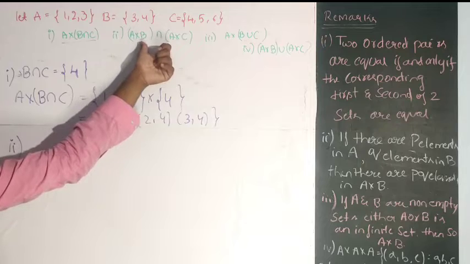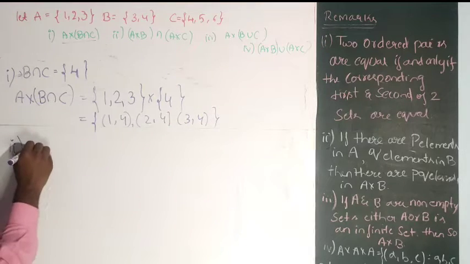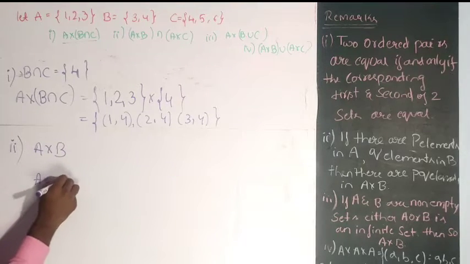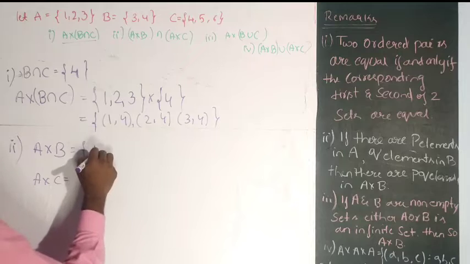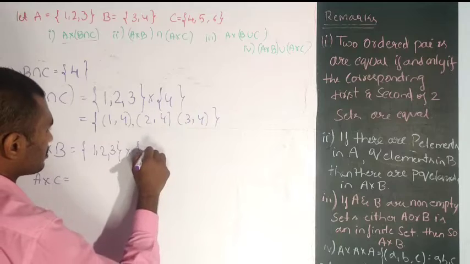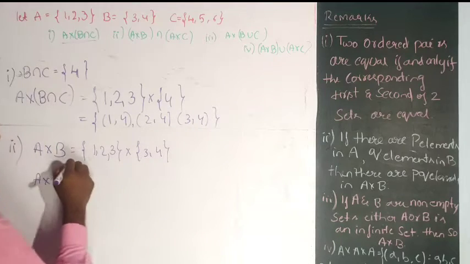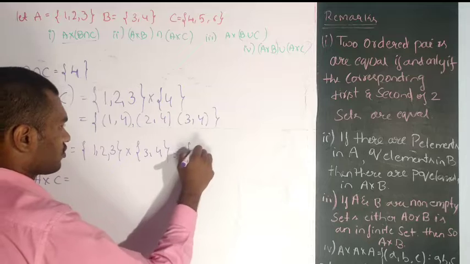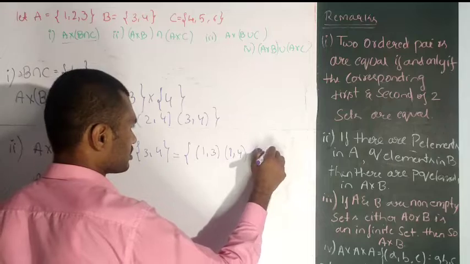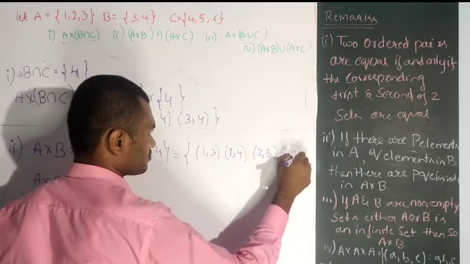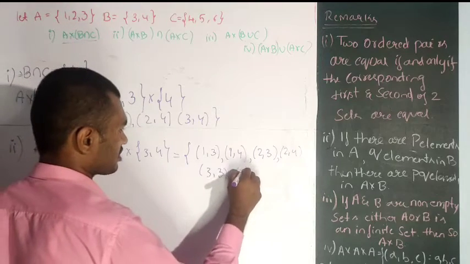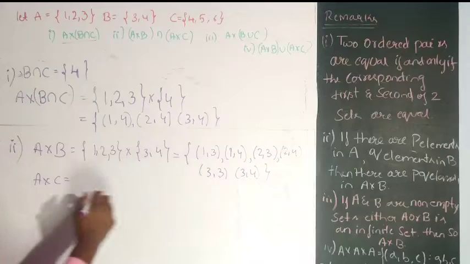We have A cross B and A cross C. First we need to find A cross B. So first we will write the elements of A and B. What are the elements of B? 3 comma 4. So A cross B is equal to 1 comma 3, 1 comma 4, 2 comma 3, 2 comma 4, then 3 comma 3, 3 comma 4. These are the elements of A cross B.